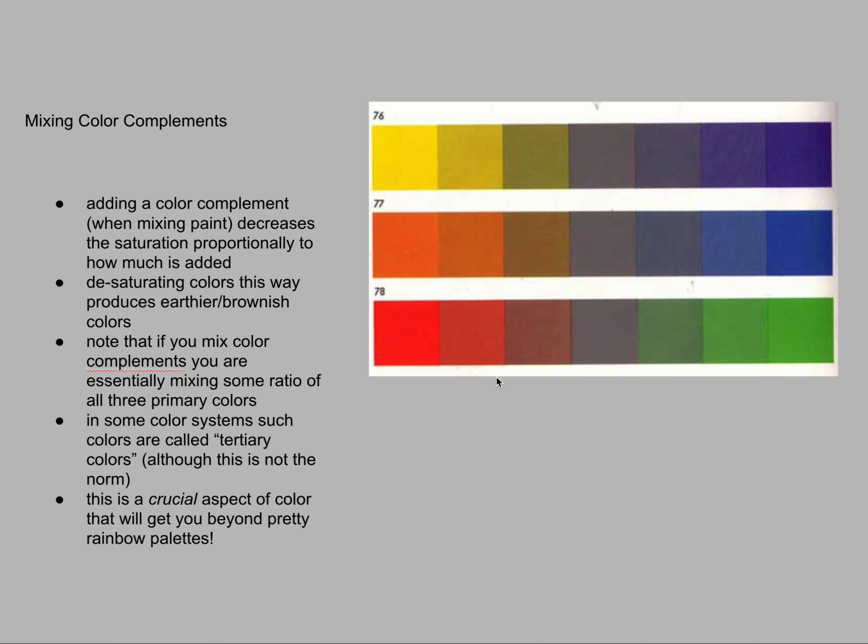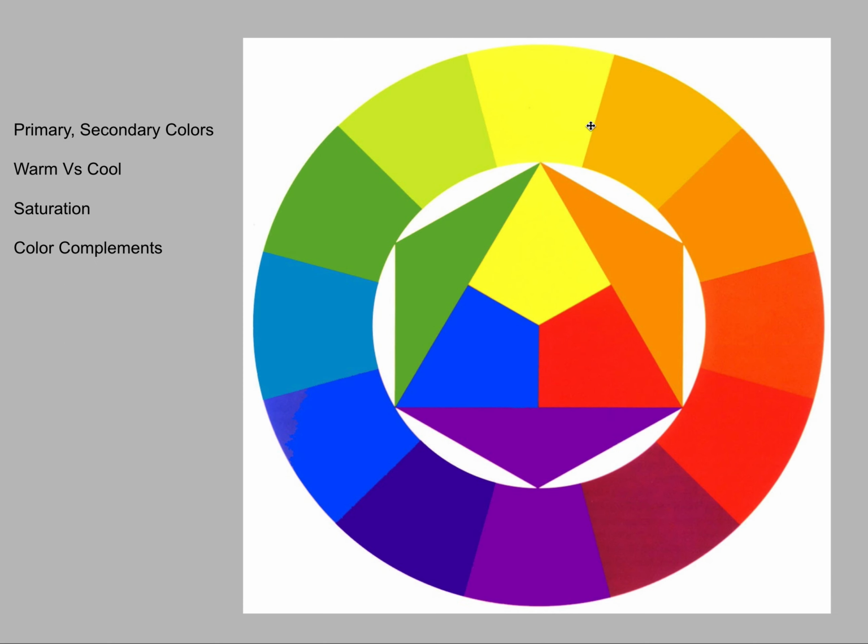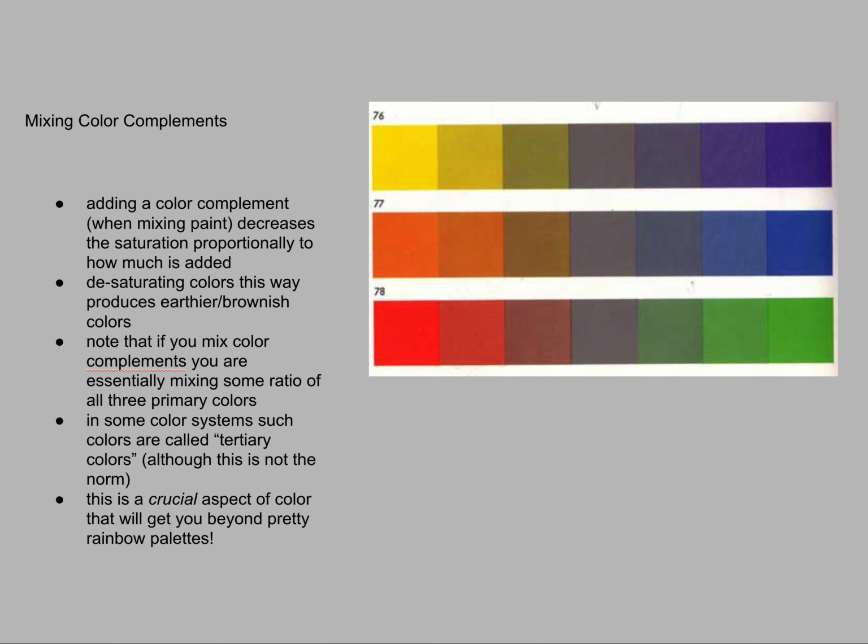And the reason is because this is a very crucial aspect of color that will get you beyond painting pretty rainbow palettes. So if you only deal with this color wheel and don't mix in, you just get a bunch of candy colors. But getting earthier colors, you have to mix in color complements. This is another great illustration of this. You can't get this very particular earthy brownish red without mixing across the color wheel, without mixing color complements. So again, this is one more illustration of red and green being mixed together. This green here is still green, but it's a much earthier green.